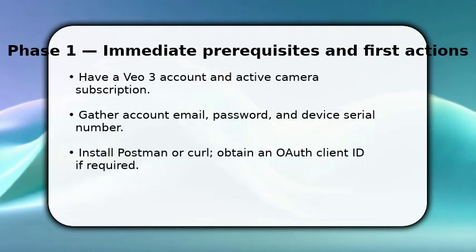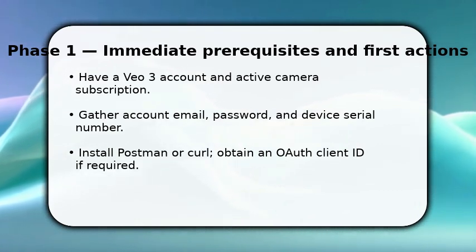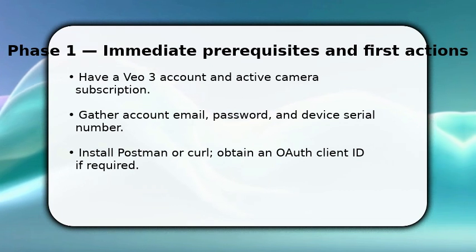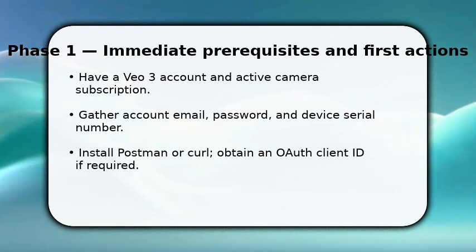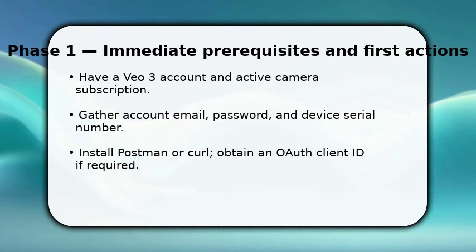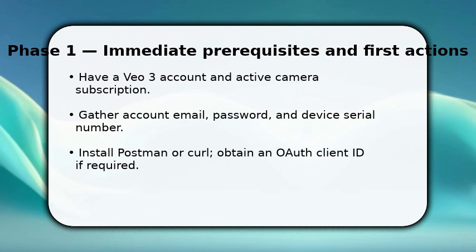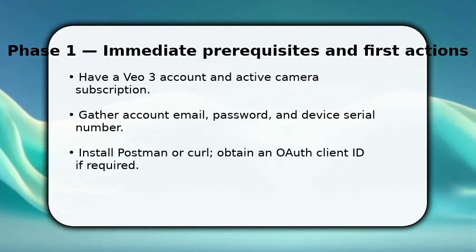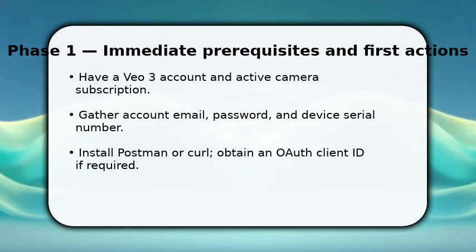You start by confirming prerequisites: an active Veo3 account, camera registered, and basic API tools like Postman or Curl. Once those are ready, you initiate authentication. Use your account email and password to request a token. Make sure to include the device serial number in the initial body so the backend links credentials to hardware. This step gives you a temporary access token. Store it securely, because subsequent calls require that token for authorization.